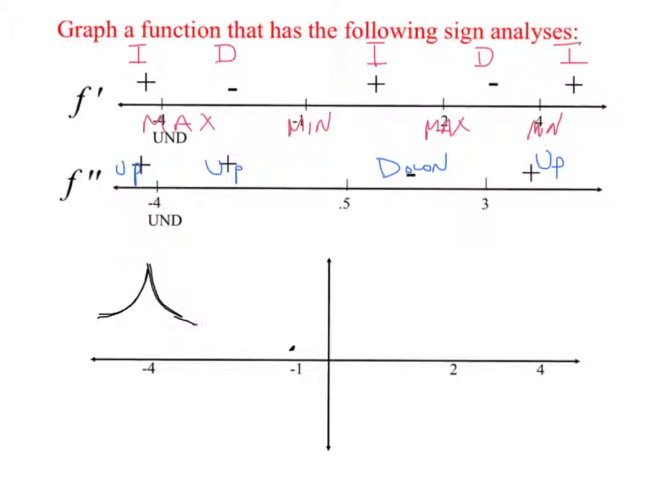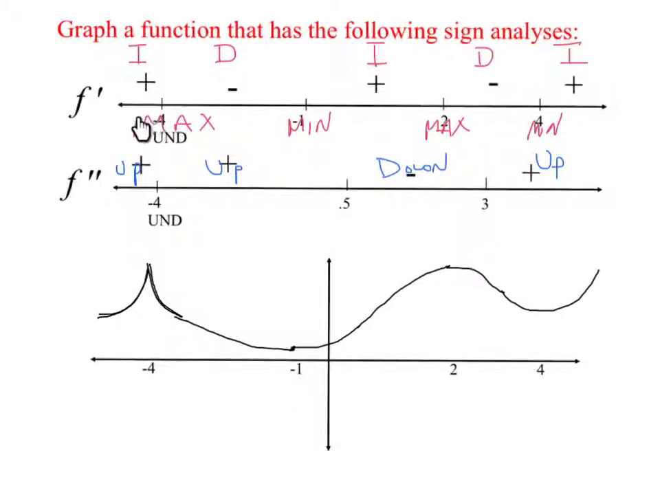So we'll connect. Still concave up all the way to 0.5. Now it's going to be concave down. We're going to reach a maximum at 2. So concave down, reach a max at 2. Stay concave down to 3. Change concavity and hit a minimum at 4. Something like that. I did that one pretty quickly, but let's verify it.